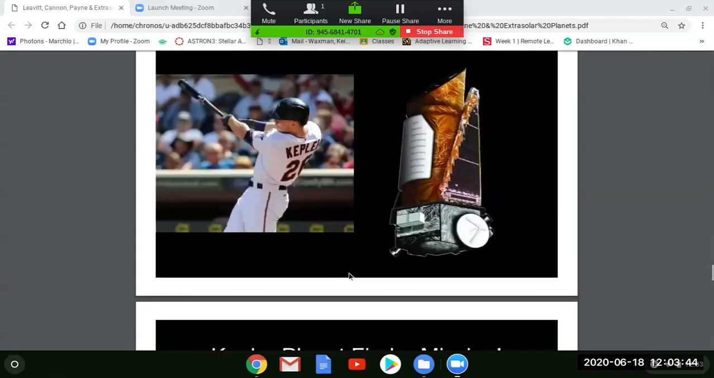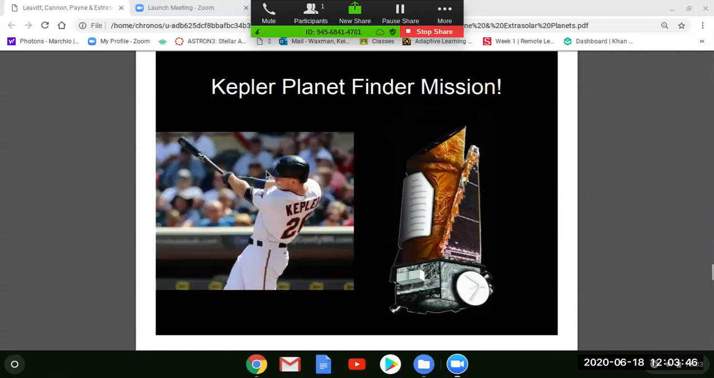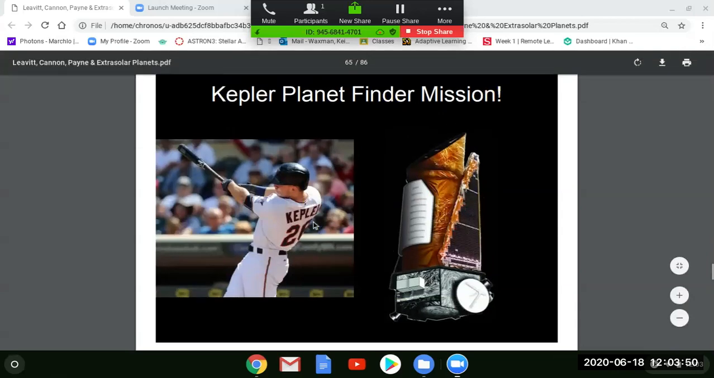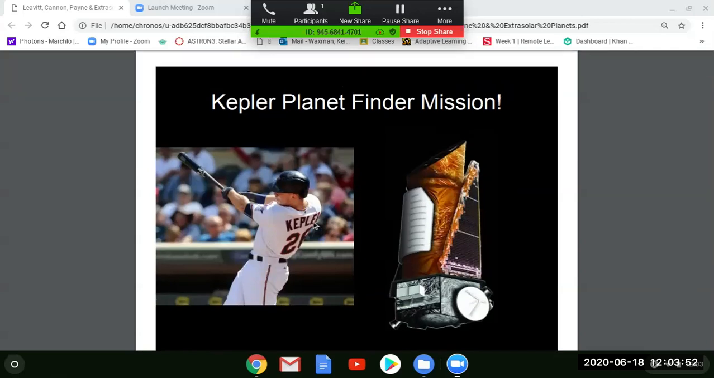Now here, well, yeah, maybe you can write down this. Kepler Planet Finder mission. We're talking about Johannes Kepler, who came up with Kepler's third law of planetary motion, this p squared, the period squared, equals a cubed, the distance cubed.